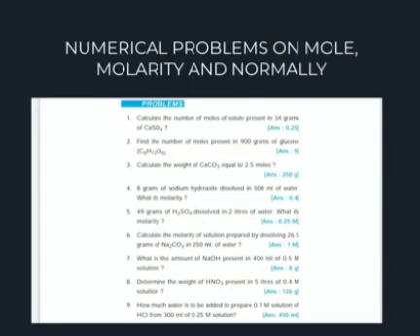Seventh problem, what is the amount of sodium hydroxide present in 400 ml of 0.5 molar solution? Eighth one, determine the weight of nitric acid present in 5 liters of 0.5 molar solution. Ninth problem, how much water is to be added to prepare 0.1 molar solution of HCl from 300 ml of 0.25 molar solution?